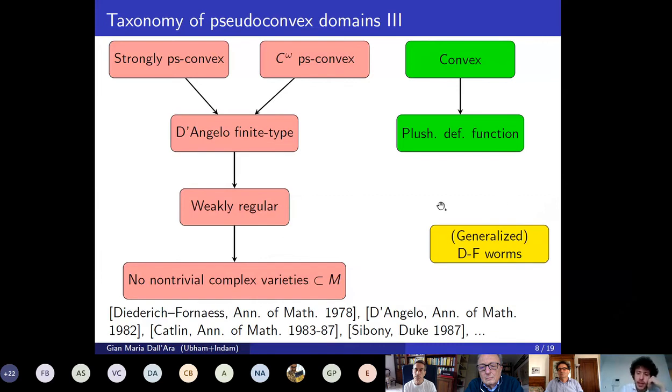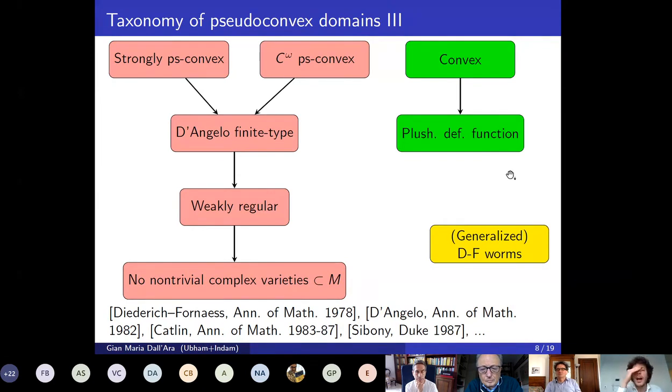pseudoconvexity of the domain. And an even more exotic class is this class of generalized Diederich-Fornaess swarms, which in fact admit no plurisubarmonic defining function if the cohomology class that I described in the previous slide is non-trivial, and of course they contain non-trivial complex varieties in the boundary. So here I just put some of the literature involved, which is very rich. So this is the kind of variety of domains one has to deal with.